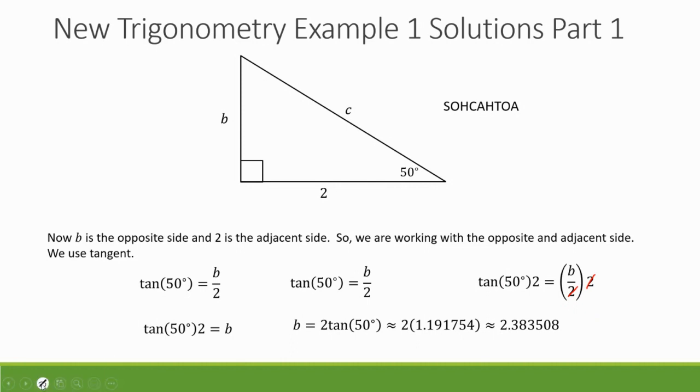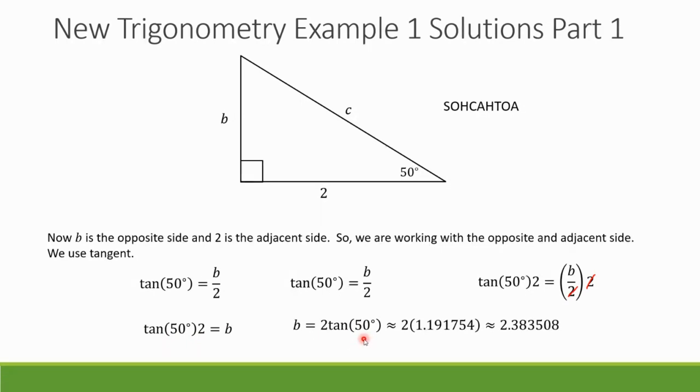I like to have the unknown variable on the left side of the equal sign. I'm pretty sure by convention people do that. But again, it really doesn't matter. If you left it like this, and then you calculated what this product is, that's fine also. I wouldn't take points off for that. But anyway, we have 2 times the tangent of 50 degrees.